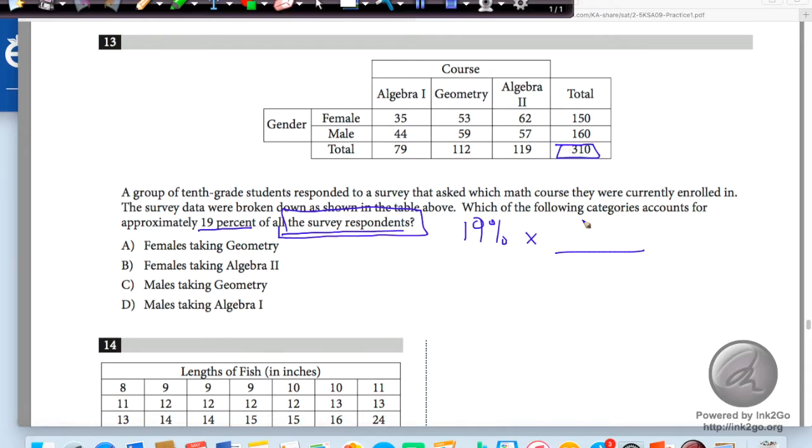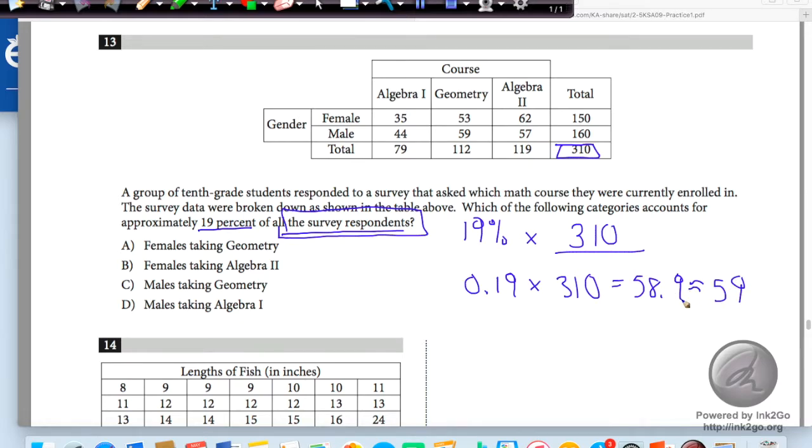Okay, so of all survey respondents, I have 310. Now, 19%. In order to figure out what 19% of 310 is, I'm going to take 0.19 and multiply that by 310. Let's plug that into the calculator: 0.19 times 310. I then get approximately 58.9, which is going to give me somewhere in the range of, I would say, probably 59.